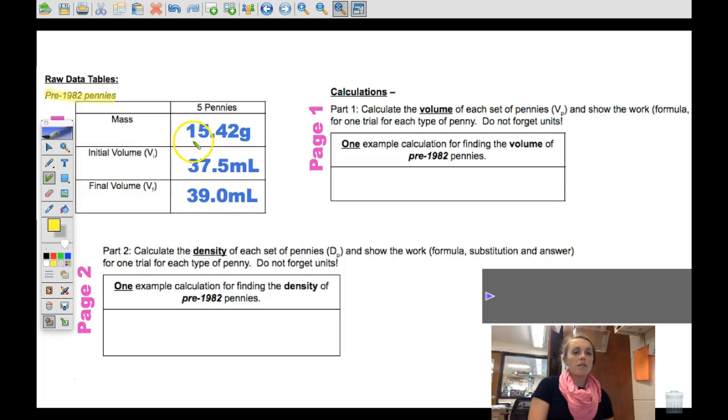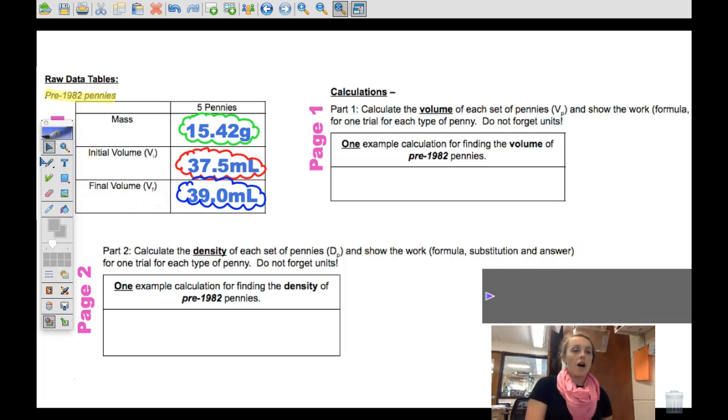So when I performed the lab, I received a mass of 15.42 grams, and I recorded that off my balance. My initial volume, which was from when I had just water in my graduated cylinder, was 37.5 milliliters. And then my final volume, after I'd put my pennies in, was 39.0 milliliters.